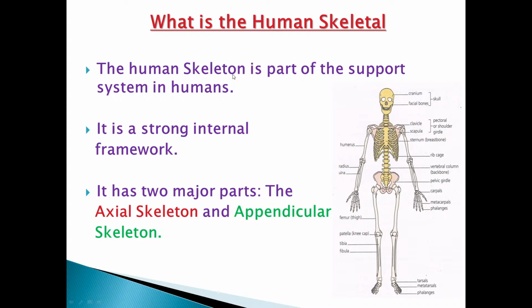So the first pointer is saying that the human skeleton is part of the support system in humans. In terms of support, what they basically mean is that different organs, different body parts help to give the human body shape, help to support the human body. So one of the main functions of the skeletal system is to offer that support.